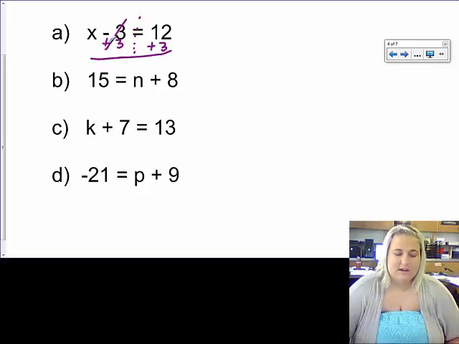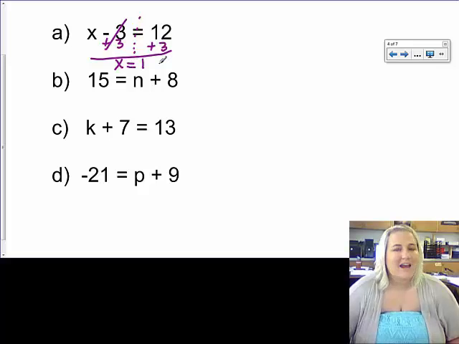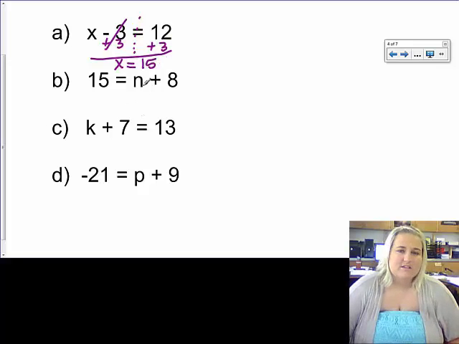So the 3's here will cancel out to 0. I have x. Bring my equal sign down. 12 plus 3 is 15. Same thing here. My n is on the right side. It does not matter which side it's on. I still want to get everything away from it.